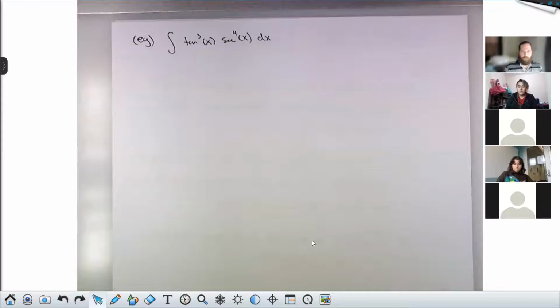Tan cubed secant to the 4. Which case am I in? Case 1, case 2, or case 3? Yeah, I got it in a DM. We're in the first case. The power of secant is even.